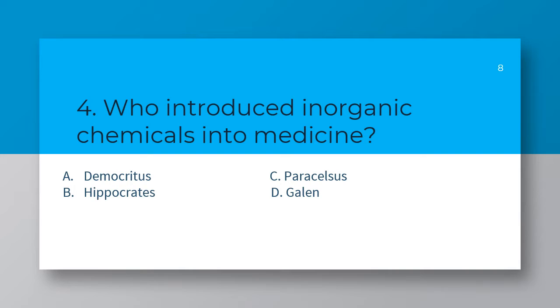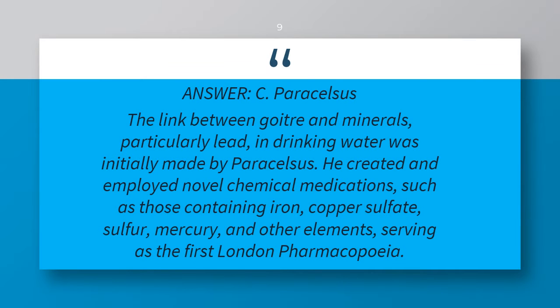Number 4. Who introduced inorganic chemicals into medicine? Answer is C. Paracelsus. The link between goiter and minerals, particularly lead, in drinking water was initially made by Paracelsus. He created and employed novel chemical medications such as those containing iron, copper sulfate, sulfur, mercury, and other elements, serving as the first London pharmacopoeia.